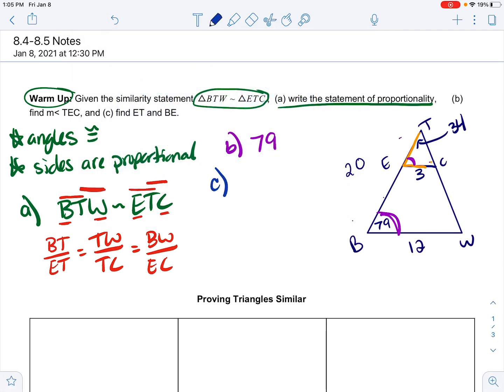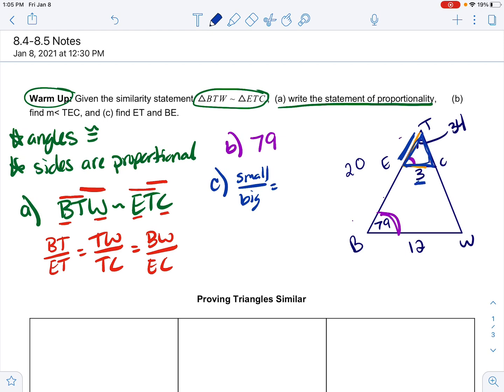Okay, last part. We're going to find ET and BE. Now, BE is just part of a side. It's not a full side, so we're actually going to ignore that for right now, and we're going to find ET first. So I'm going to put my small triangle on top, and my big triangle on the bottom. My small triangle is this little guy up here, TEC. The little guy I made blue.